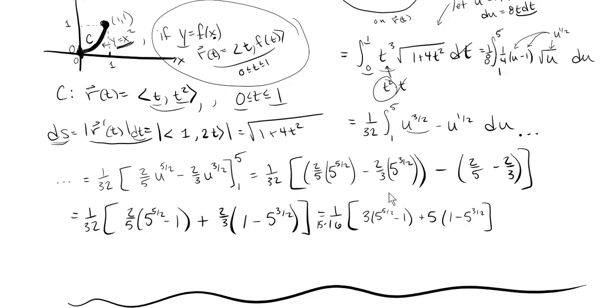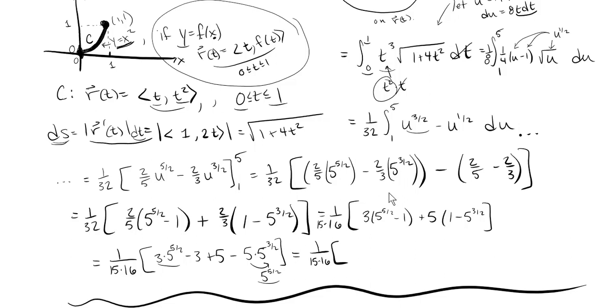So it looks like we have 1 over 15 times 16 times this big mess. 3 times 5 to the 5 halves minus 3 plus 5 minus 5 times 5 to the 3 halves. Well, notice 5 times 5 to the 3 halves, that's just 5 to the 5 halves. So we've got 3 copies of that minus 1 copy of that. That's really 2 copies of that. And we've got negative 3 plus 5, that's plus 2.